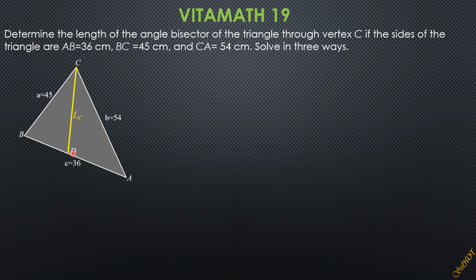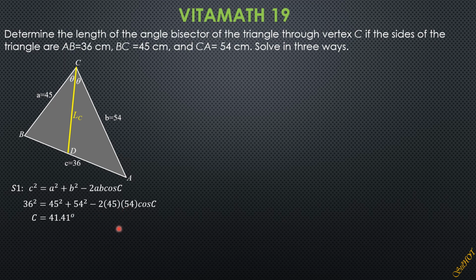So call this point D the foot, then that's theta, that's theta. Let's solve for angle C, which is represented by 2 theta, by cosine law. So solution 1, cosine law: C square equals A square plus B square minus 2AB cosine of angle C. C is 36 square equals 45 square plus 54 square minus 2 times 45 times 54 cosine of angle C. So using your calculator there, angle C is equal to 41.41 degrees. That is 45 square plus 54 square minus 36 square divided by quantity 2 times 45 times 54.